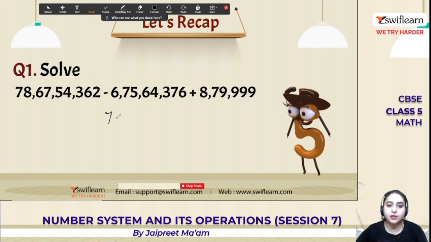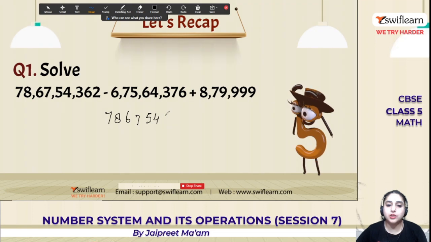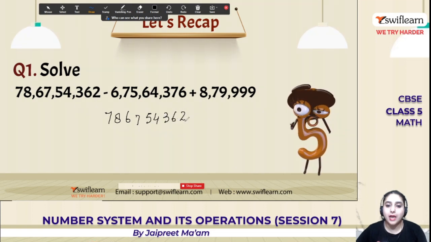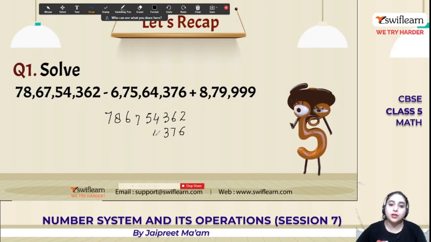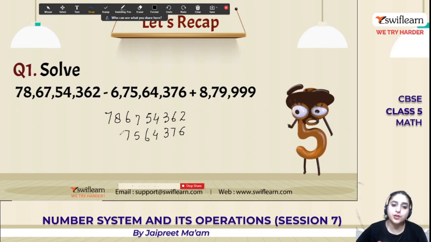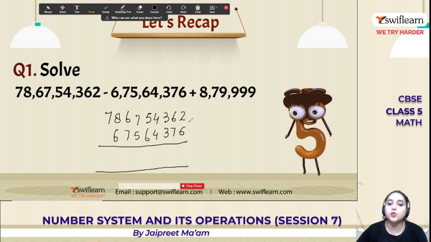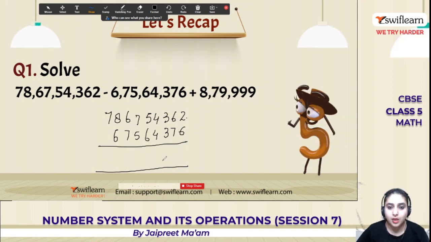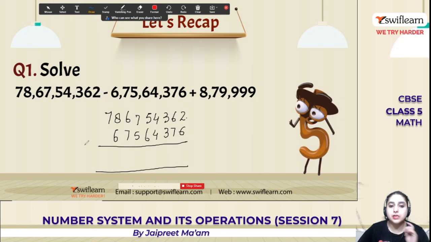So it's 78 crore 67 lakh 54,362, and you have to take away one thing, keep in mind, which I have already told you in the previous session. Write the numbers below the same place value, like write ones below ones, tens below tens, and so on. So now let's start doing subtraction.